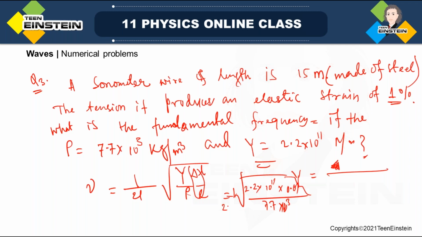And here in the beginning you have this, 1 by 2L. So if you solve all this, what will be the answer? The frequency will be 178.2. I hope you have understood this problem also. We may go to the next problem.